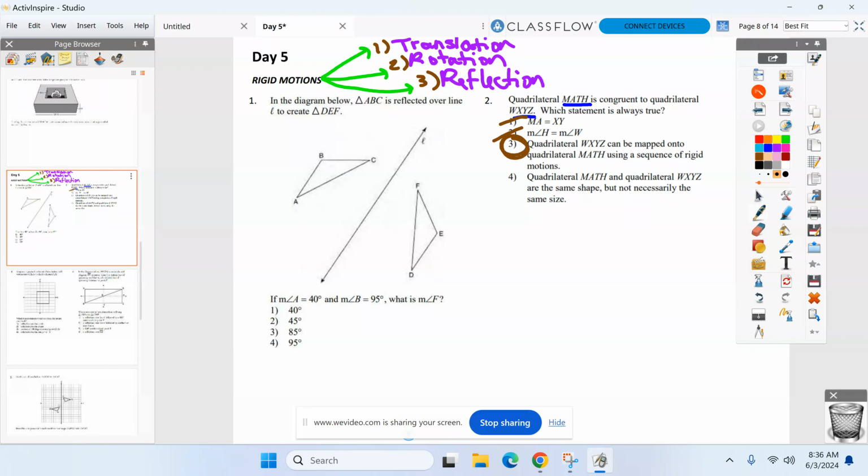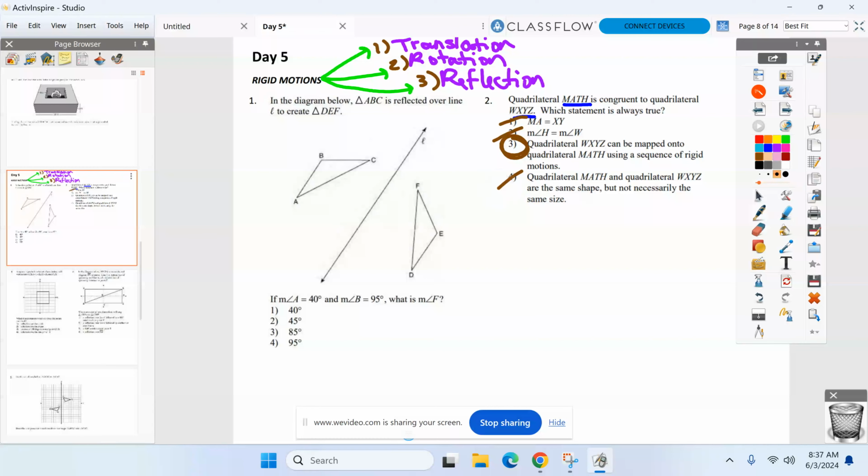Choice 3. Go through choice 4 with me now. I know it's wrong, but let's fix it to make it right. Those 2 are the same shape, but not necessarily the same size. That's not congruent. That's what word instead? Similar. If I change the word congruent to similar, I would choose number 4. All right, we all set?